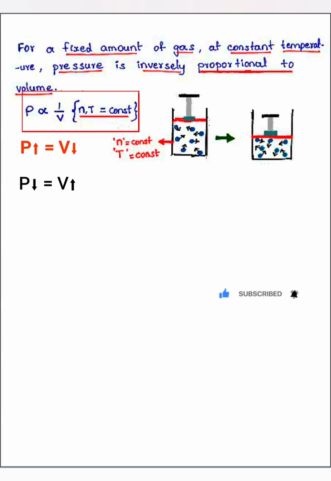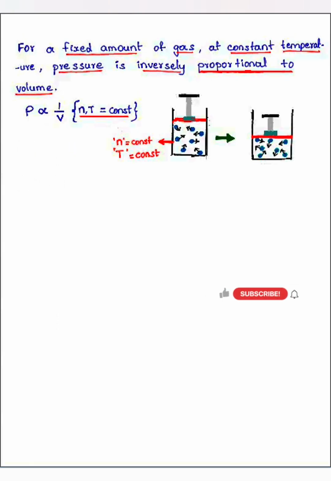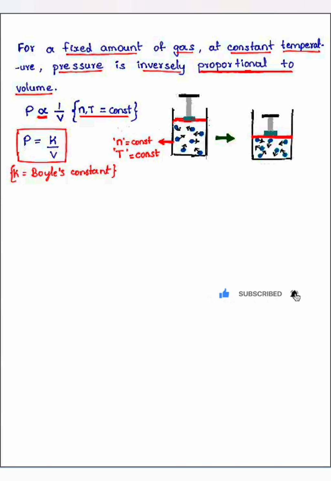Here n means number of moles of gas. Now I'll remove the proportionality sign and put the equality, and I'll keep a constant K, that is P equals K by V. This is also valid at constant n and constant temperature. This is the first basic equation in Boyle's law, and here K is Boyle's constant. Now I cross multiply the above equation to get a new equation, that is PV equals K. Up to here, there are two equations in Boyle's law.